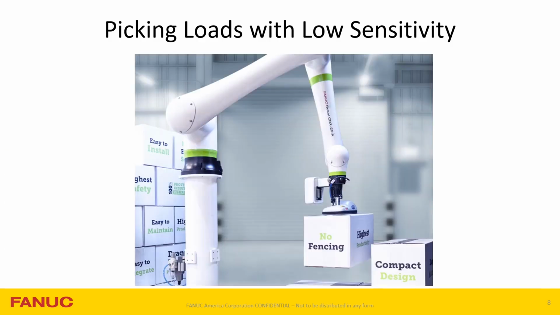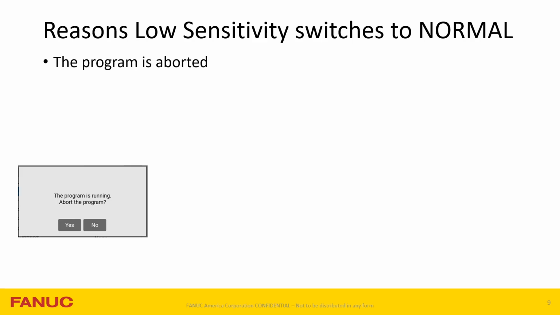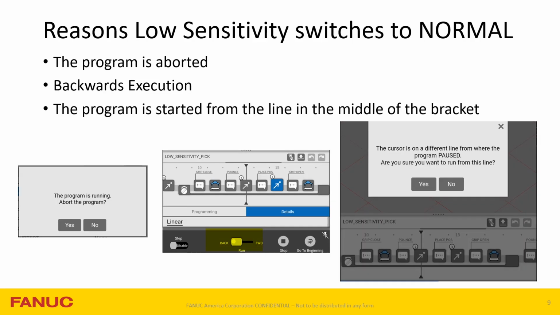This instruction may help in applications where package weight or center of gravity has variations that you don't know or can't measure. When executing low sensitivity mode, there are circumstances that will cause sensitivity to revert back to normal mode: if the program is aborted, if you are executing your program structure backwards, or if you start your program from a line within the low sensitivity bracket.